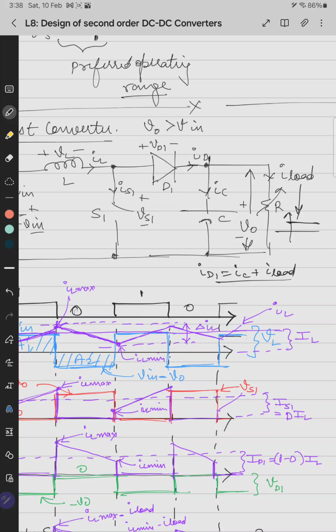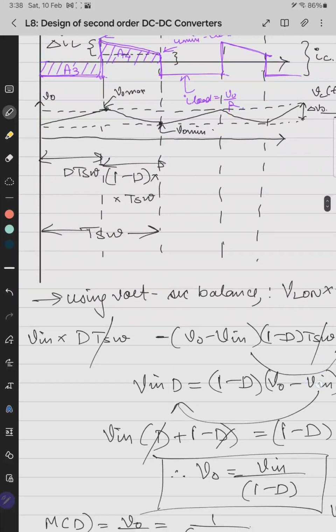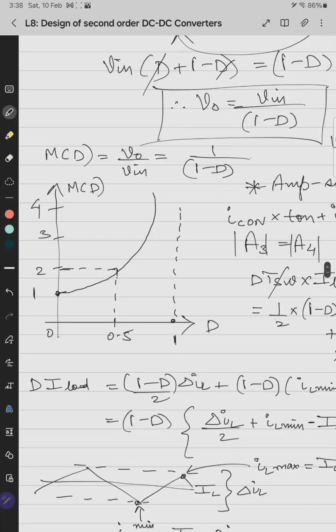And the finite resistance of the inductor, if considered, will result in non-linearity, because the ratio V0 by Vin, that is 1 by 1 minus D, will get additional non-linearity due to the equivalent series resistance of the inductance. That's why this problem occurs when the duty ratio is very high. So we should not operate a boost converter at a higher duty ratio.